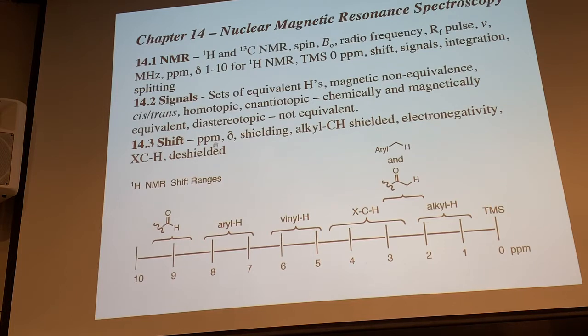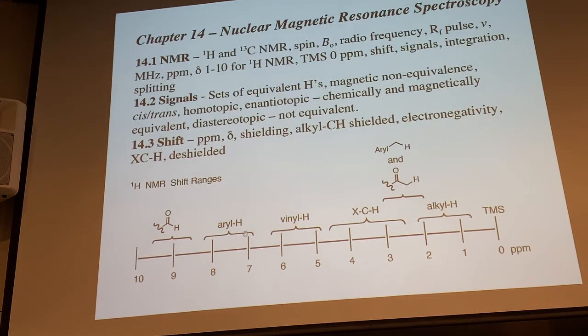The shift is this delta value. It has ppm units, or parts per million of frequency numbers, okay? Alkyl CHs will be shielded. They'll be further down here towards 0. Okay, they're usually in the 1 to 2 range. But if they're close to electronegative groups like oxygen or halogens, they'll be shifted downfield here. They're more exposed to the external magnetic field, and they'll have a higher ppm value. If they're sp2 hybridized on a vinyl group or on an alkene, they're in the 5 to 6 range.